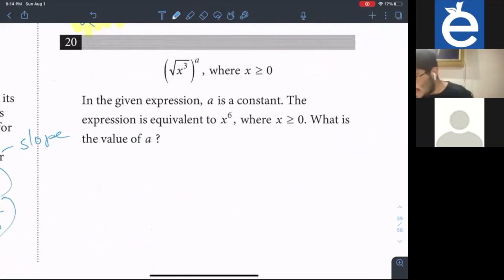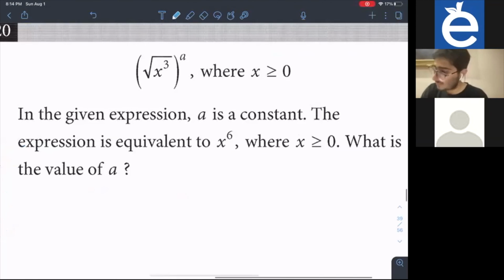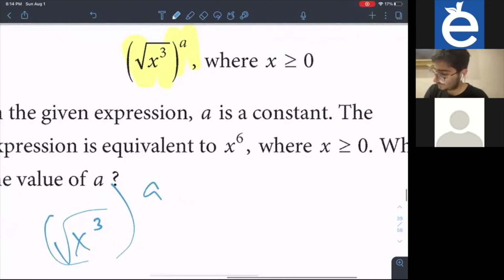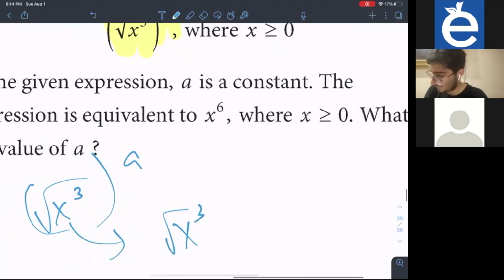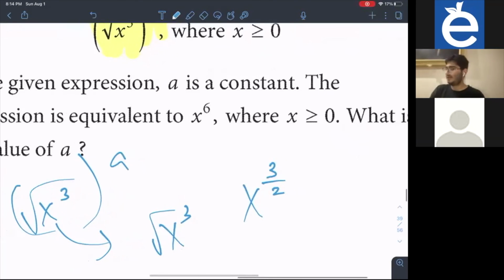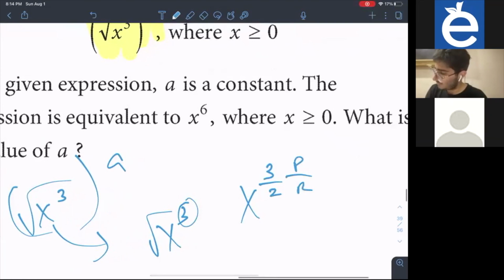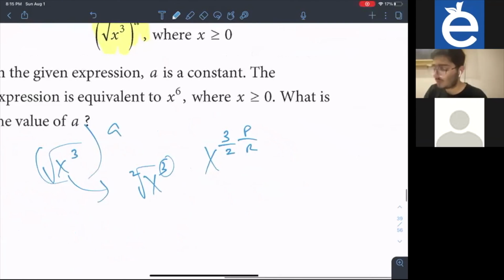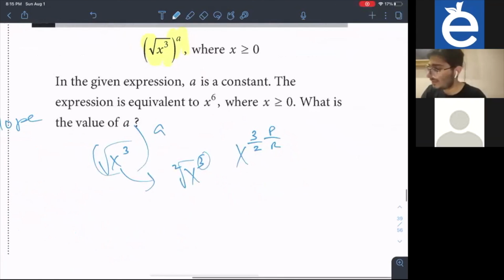In the given expression, a is a constant. The expression is equivalent to x raised to the 6th power, where x is greater than or equal to 0. What is the value of a? The first thing we have to realize is that this part is basically power over root. The power is the inside, the root is the outside, which is basically the square. So it's x to the 3 over 2, and then there's something raised to that.